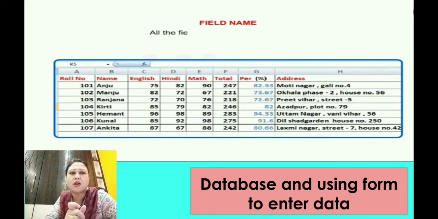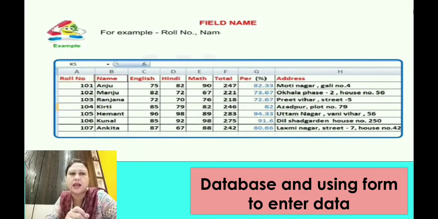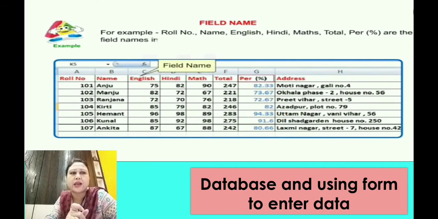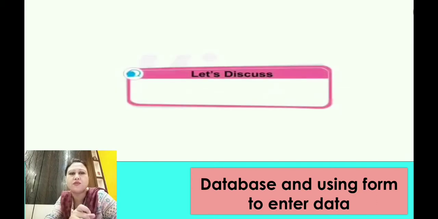It is a column label in a particular database. Now all the field names will appear in one row. Say for example, roll number will appear in one row, and under it you will have the roll numbers of all the students. Then you have name, you will have the names of the students. In English you will have all the English marks, in Hindi you will have all the Hindi marks. So accordingly, roll number, name, English, Hindi, maths, total, percentage are all field names.